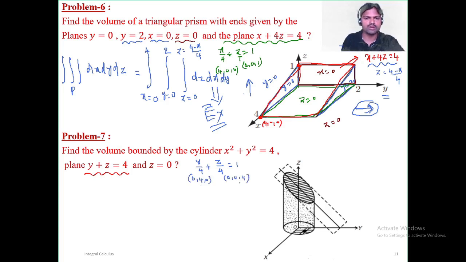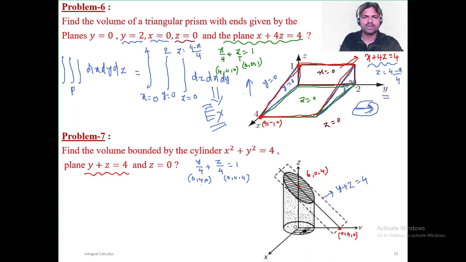So these 2 points we have to mark. On the y axis this point will be 0, 4, 0, so the y length is 4 units, and this point on the z axis is 0, 0, 4, so this vertical length is also 4 units. So this is the plane y plus z is equal to 4.